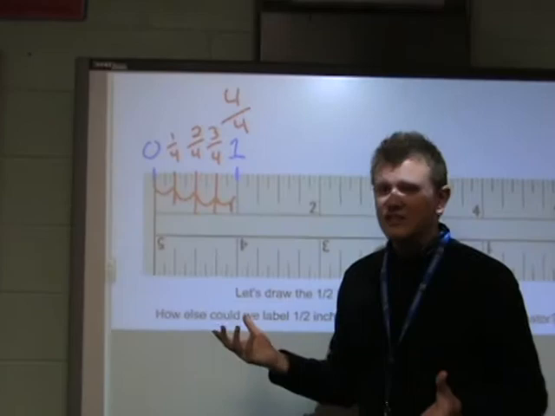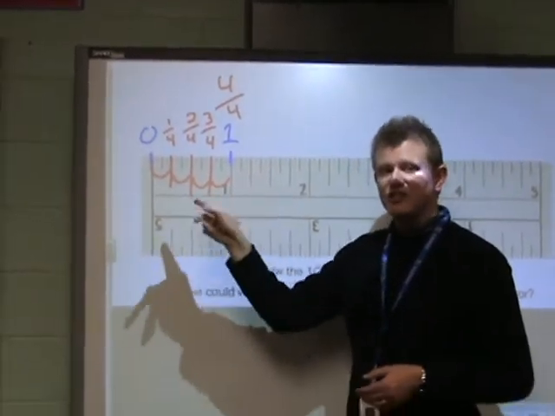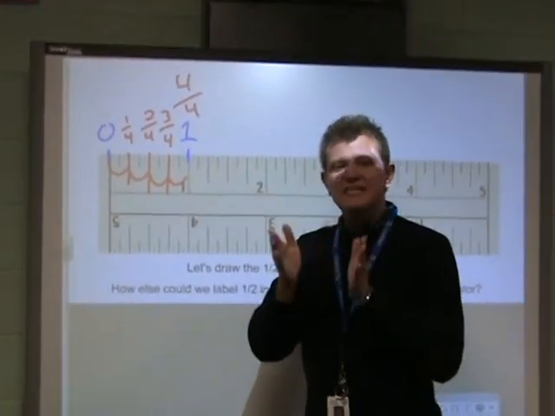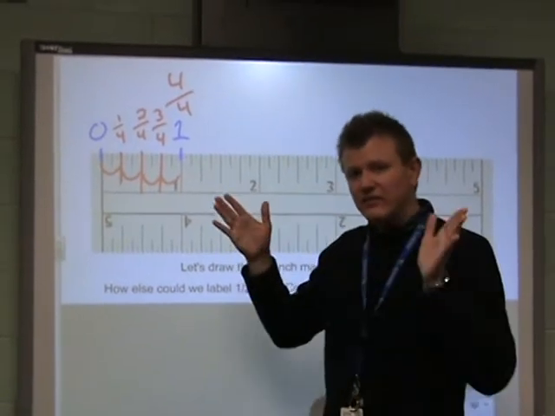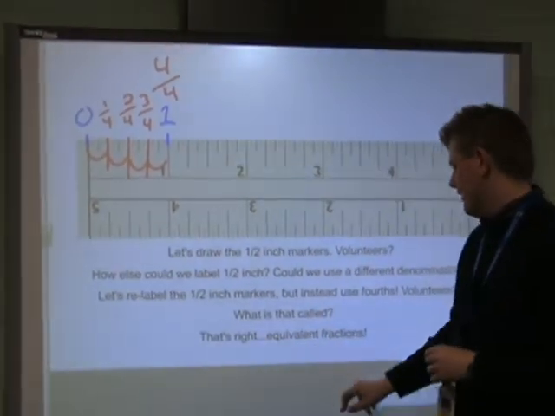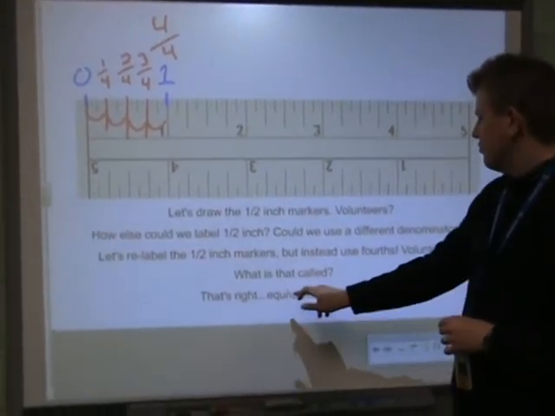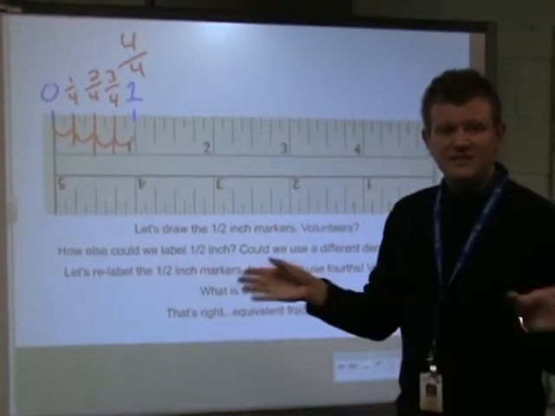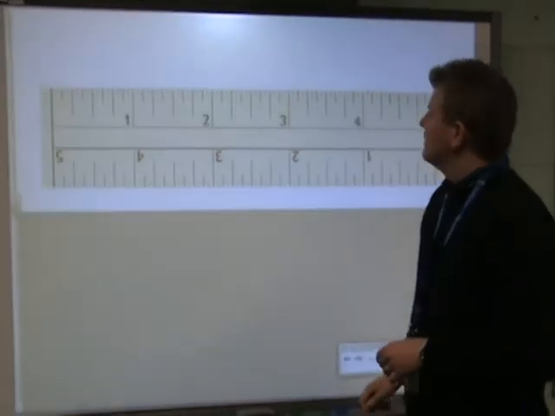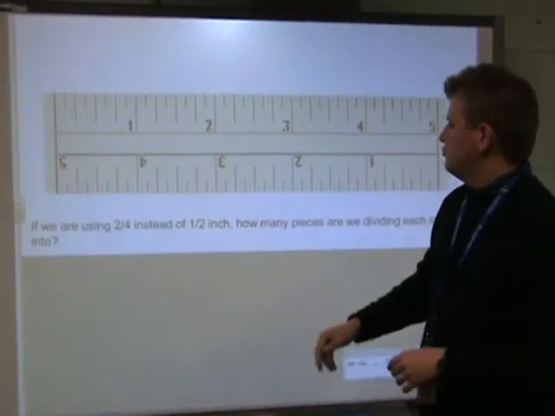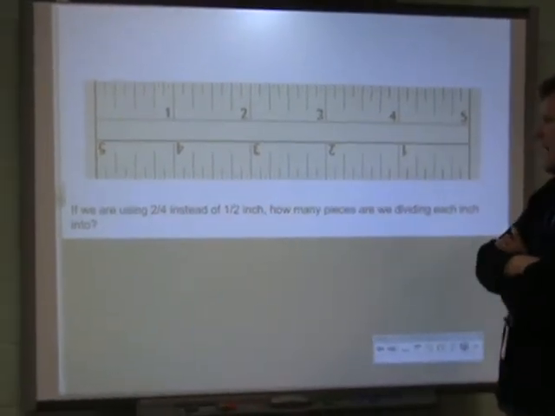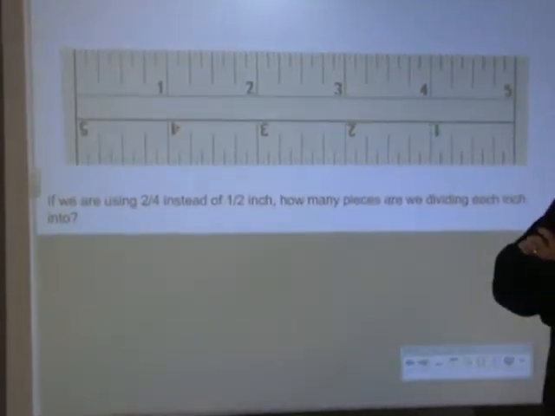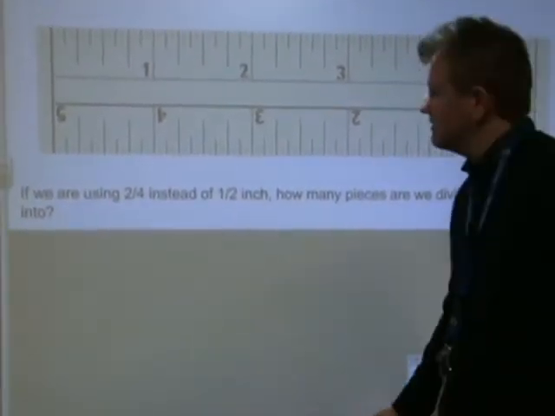We're talking about the same units of measurement. We're still talking about inches, but instead of doing half inches or whole inches, we're breaking down the inch into 4 pieces, even smaller, and those are called fourths, okay? Those are called equivalent fractions, and we know that. 2/4, 1/2, same thing, all right? If we're using 2/4 instead of 1/2 inch, how many pieces are we dividing the inch into? Well, we just said 4 pieces, okay?